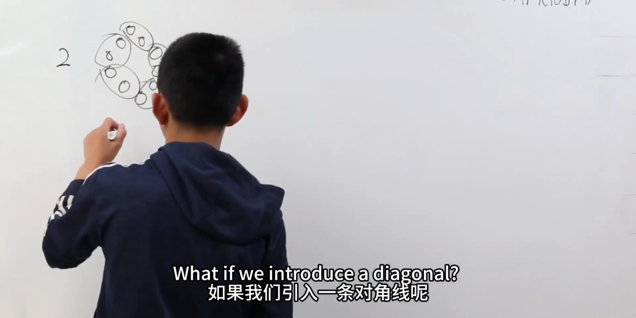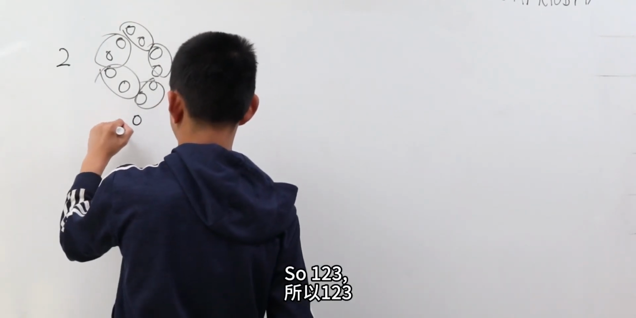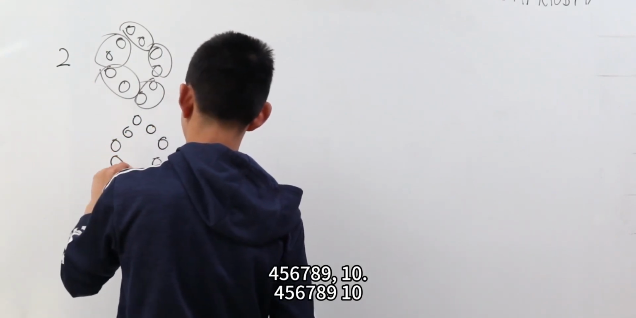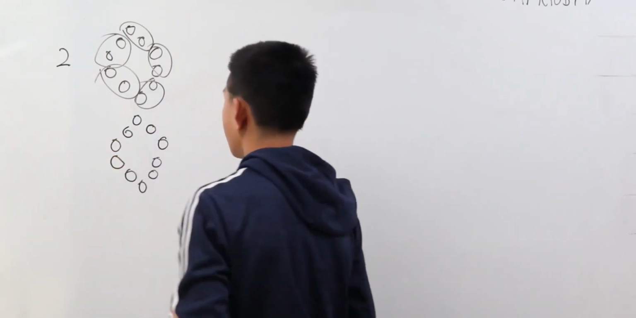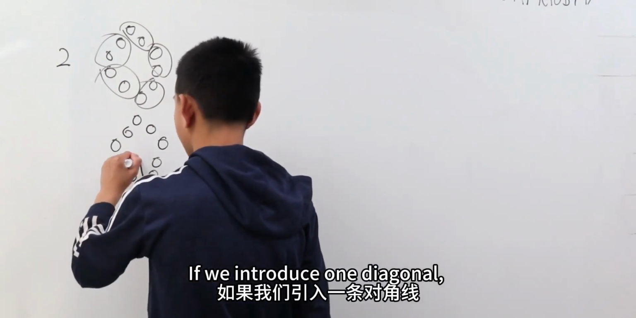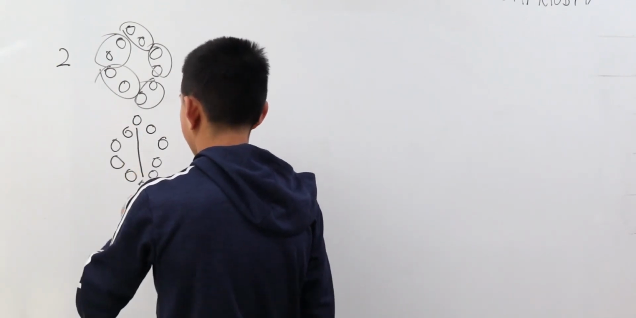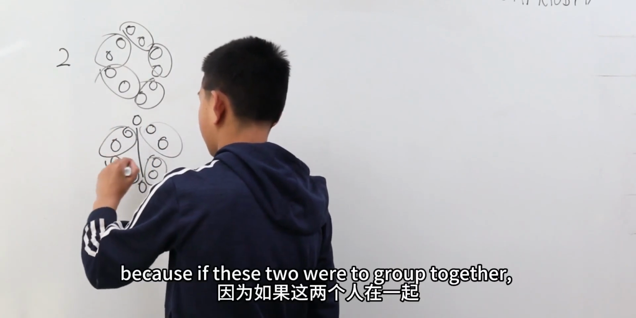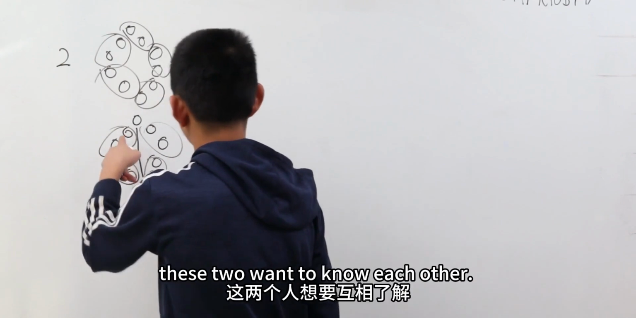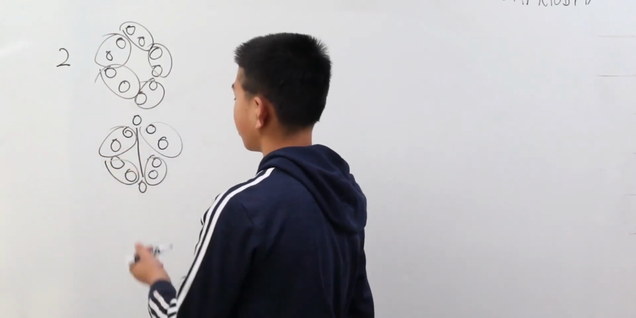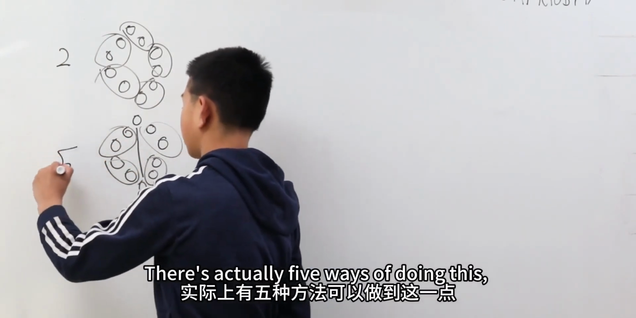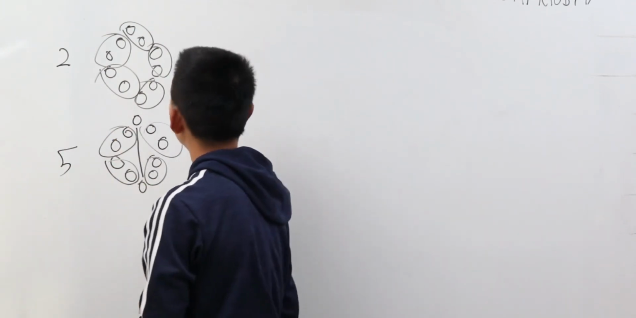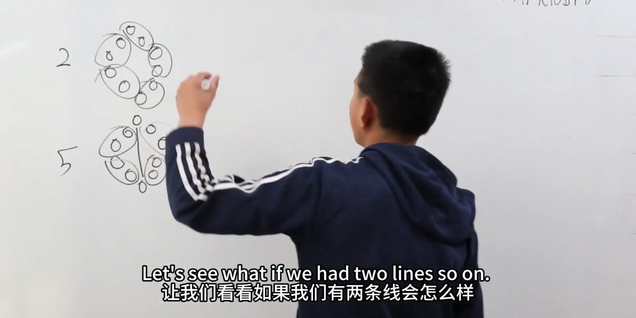What if we introduce a diagonal? So 1, 2, 3, 4, 5, 6, 7, 8, 9, 10. If we introduce one diagonal, we see that it has to be like this, because if these 2 were to group together, these 2 wouldn't know each other. So there's actually 5 ways of doing this, because there's 5 ways to connect this line between 2 people. Let's see, what if we had 2 lines?